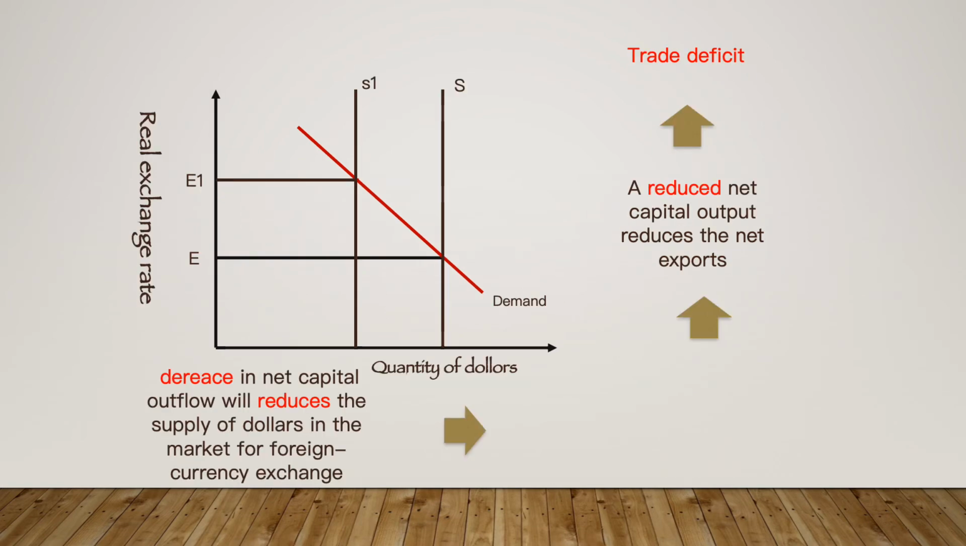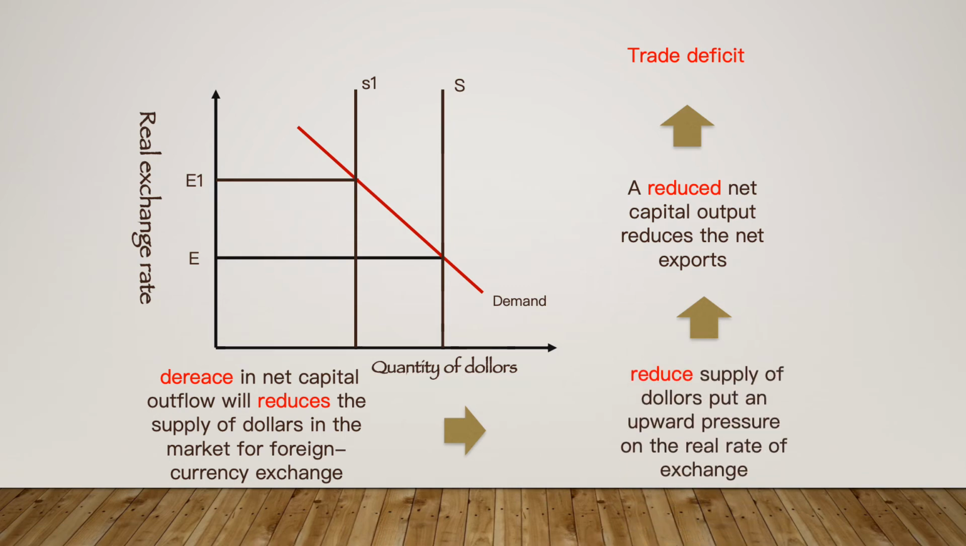When the net capital outflow decreases, it will reduce the supply of dollars in the market for foreign currency exchange. The reduced supply of dollars puts an upward pressure on the real exchange rate. E will rise to E1, so the reduced net capital outflow will reduce net exports and finally lead to the trade deficit.